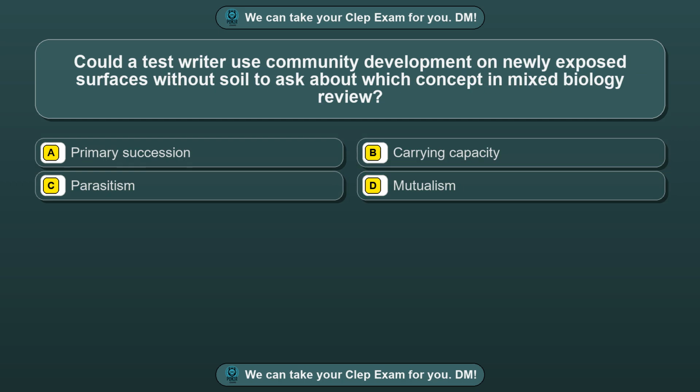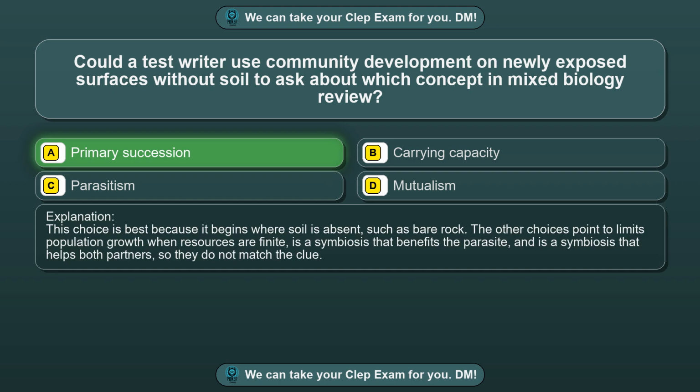Question 22. Could a test writer use community development on newly exposed surfaces without soil to ask about which concept in mixed biology review? Option A, primary succession. Option B, carrying capacity. Option C, parasitism. Option D, mutualism. The correct answer is option A, primary succession. This choice is best because it begins where soil is absent, such as bare rock. The other choices point to something that limits population growth when resources are finite, a symbiosis that benefits the parasite, and a symbiosis that helps both partners, so they do not match the clue.